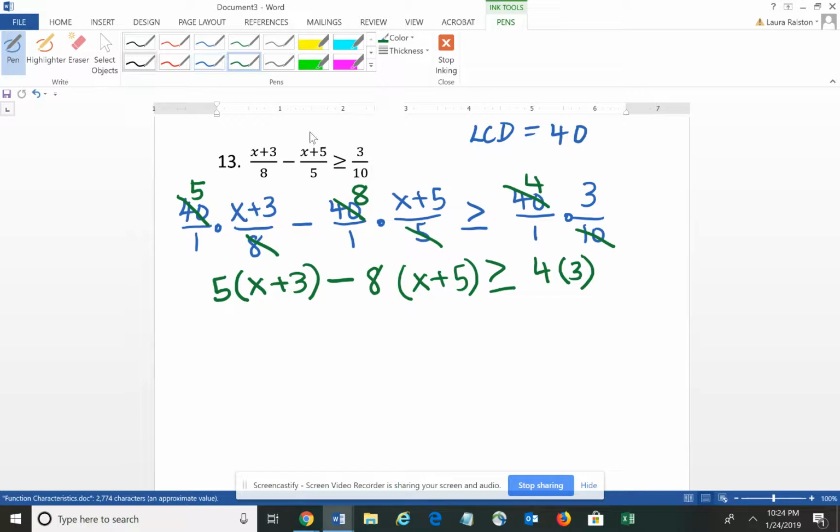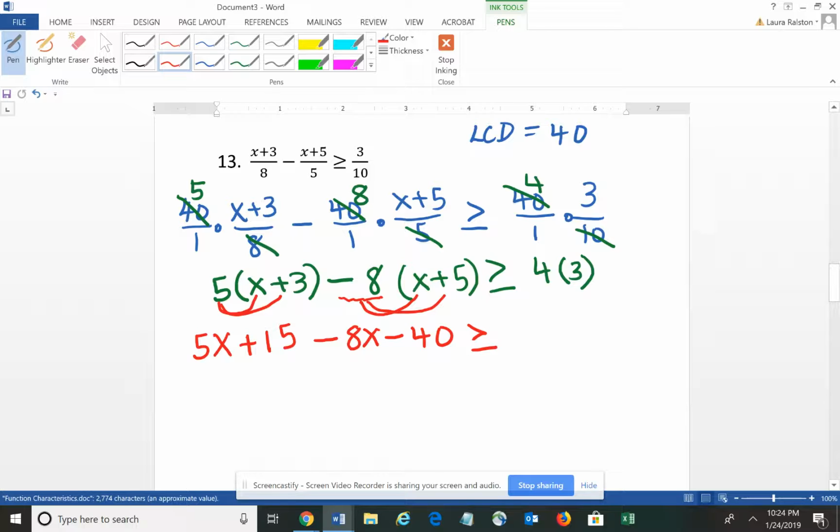Some of you may be able to do some of that in your head, and that's fine. Then I'm going to come back and I'm going to distribute, get rid of the parentheses, and combine like terms. So I would have 5 times x is 5x. 5 times positive 3 is positive 15. Now be careful because I'm going to do negative 8. Negative 8 times x is negative 8x. Negative 8 times positive 5 is negative 40, and that's greater than or equal to 4 times 3 is 12.